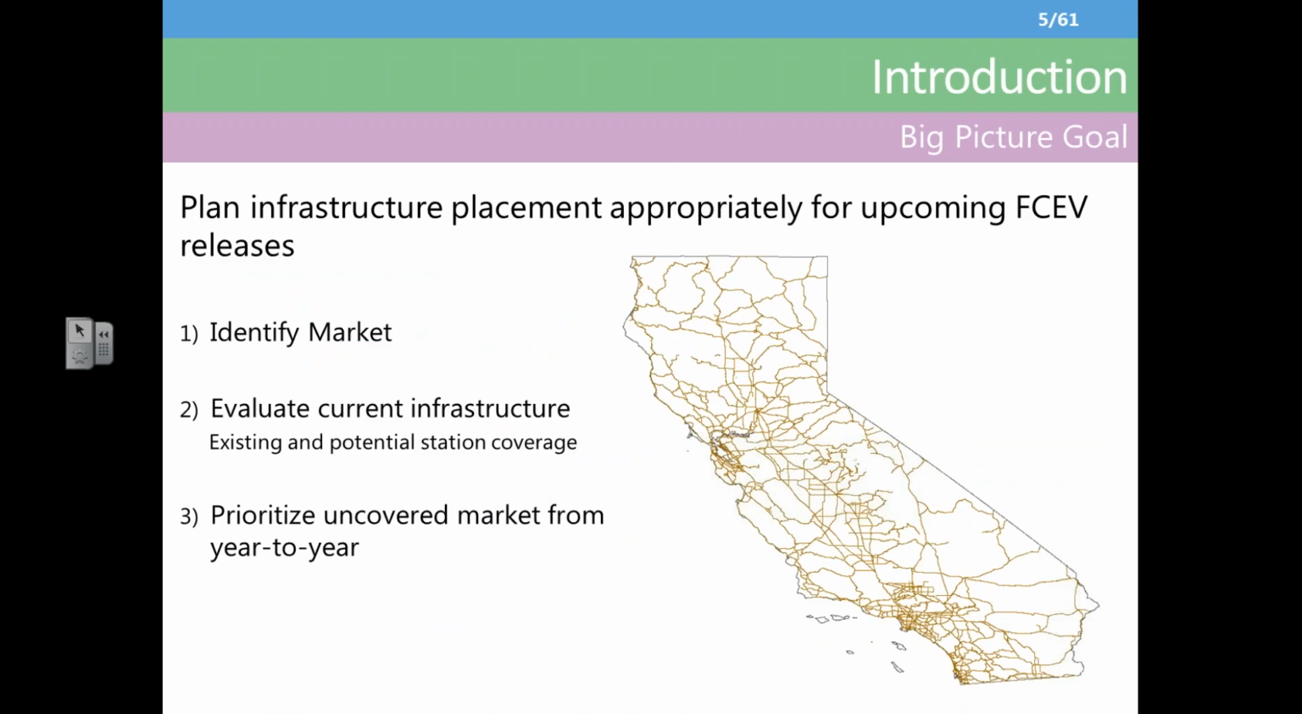So to look at the big picture here, what we're really trying to do is plan the infrastructure placement appropriately for upcoming fuel cell vehicle releases. That's the main goal. That's what we want to finally get to. And the way we view this is there are 3 steps to that. You first have to identify the market. You then have to evaluate what your current infrastructure is. And then you have to prioritize year by year the parts of the market that don't have the right amount of coverage, right?